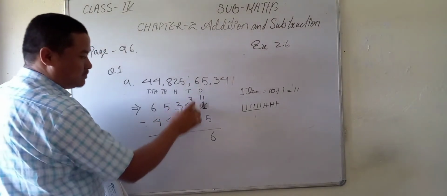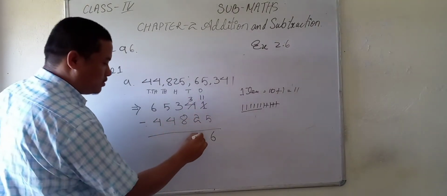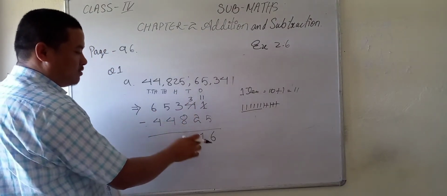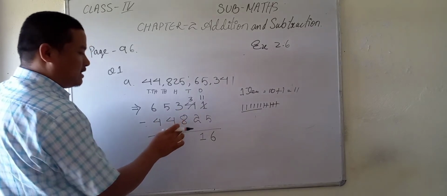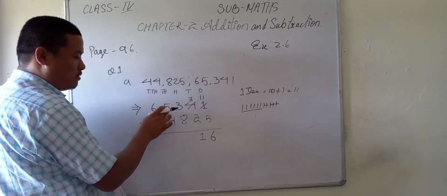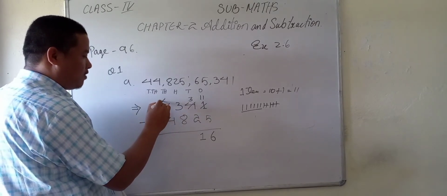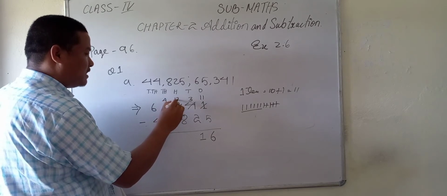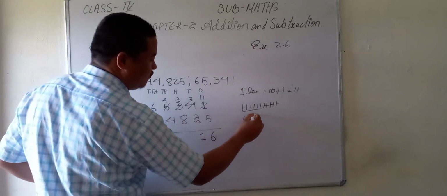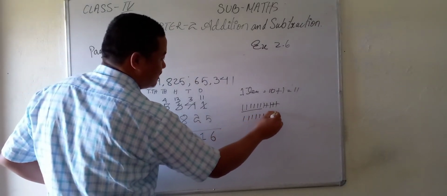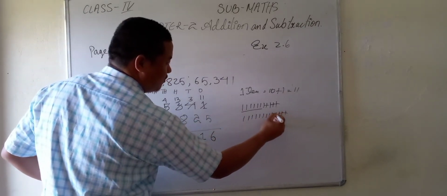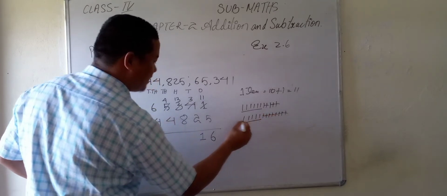So, come to the tens place. 3 minus 2, 1. When we take out 2 from 3, we will get 1. 3 minus 8. Again, 3 is smaller than 8. So, we will take 110 from 5. When we take 110 from 5, 5 becomes 4. And this 3 becomes 13. 13 minus 8. 1, 2, 3, 4, 5, 6, 7, 8, 9, 10, 11, 12, 13. Minus 8. 1, 2, 3, 4, 5, 6, 7, 8. How much remains? 5.